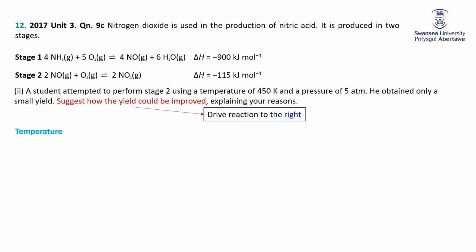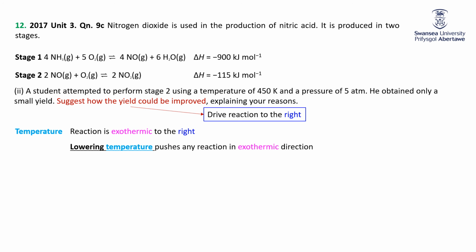Well, let's think first of all about temperature. The reaction is exothermic going to the right, so how do you make a reaction go in an exothermic direction? You lower the temperature. So remove 450 Kelvin, and do it at a lower temperature.